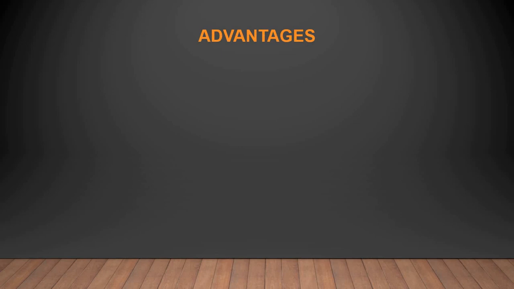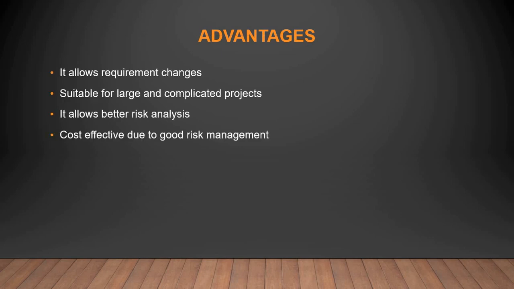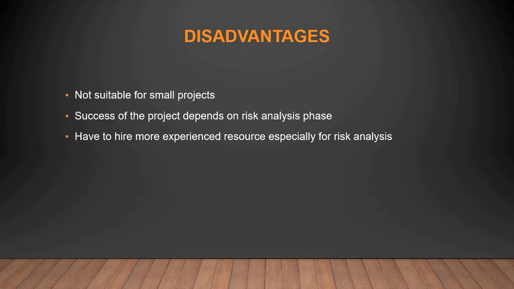Next is, what's the advantages of a spiral model? It allows requirement changes, suitable for large and complicated projects. It allows better risk analysis, cost effective due to good risk management. Disadvantages of a spiral model: not suitable for small projects. Success of the project depend on risk analysis phase. Have to hire more experienced resource, especially for risk analysis.